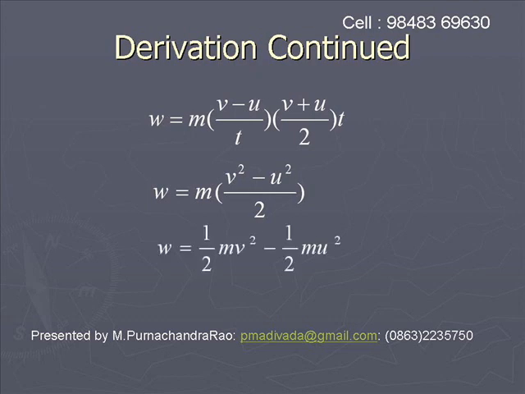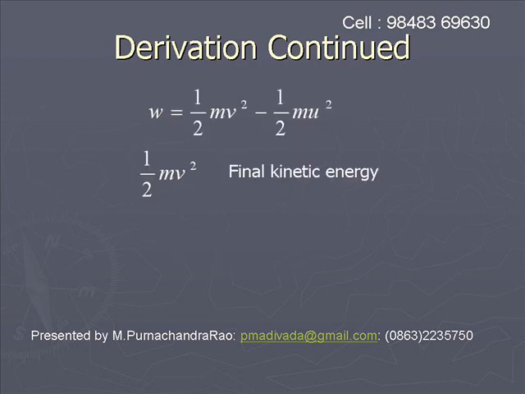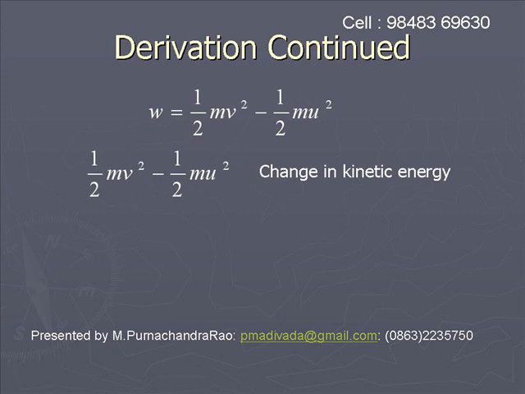This can be written as W is equal to half mv square minus half mu square. Half mv square is final kinetic energy and half mu square is initial kinetic energy. So W, the work done, is equal to final kinetic energy minus initial kinetic energy, that is change in kinetic energy. Hence, work done is equal to change in kinetic energy.